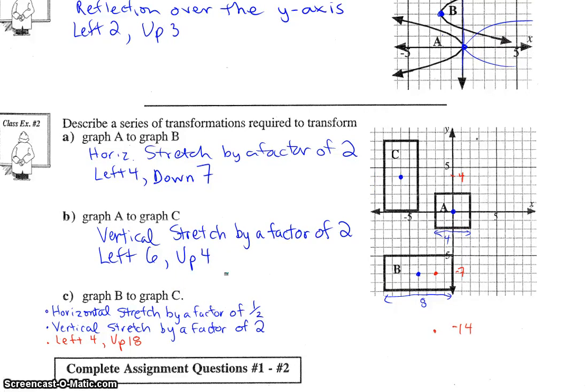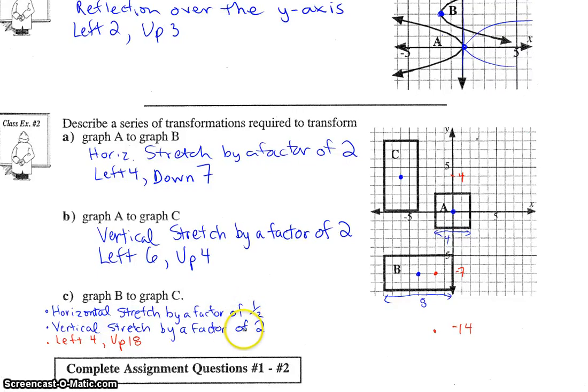Next one's a little bit trickier, graph B to graph C. We don't start off centered about the origin, so there's a little bit of a twist on this one. Now you could do it with, like I showed here, vertical and horizontal stretches and then translations. You could also do a reflection about the line y equals x. I don't know if anyone out there thought about that, which is a great way to do it, and then translate it. You could also reflect it over the x-axis, then stretch it. All sorts of possible combinations of getting box B to box C.